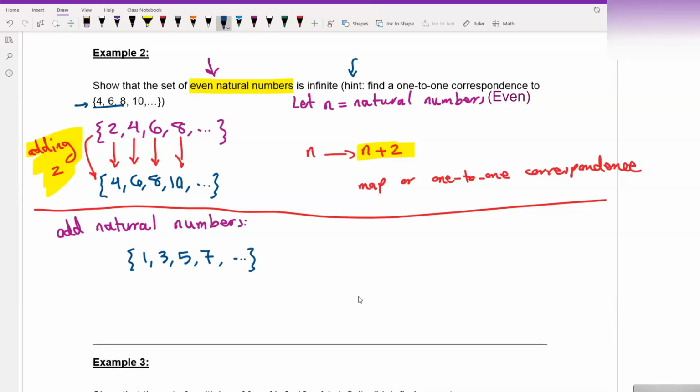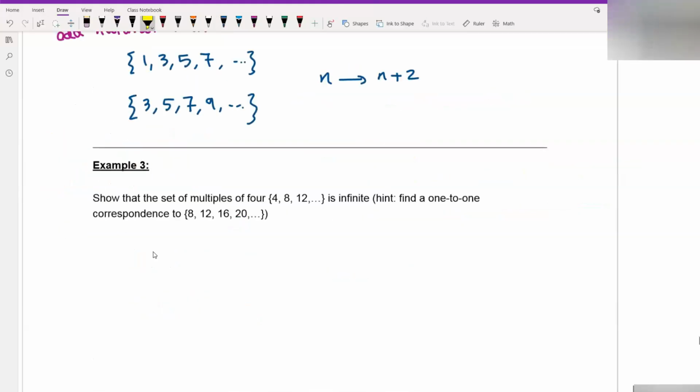So we have to compare that with proper subset. How we can map n to, the answer is exactly the same thing. The next one, show that the set of multiples of 4 is infinite.